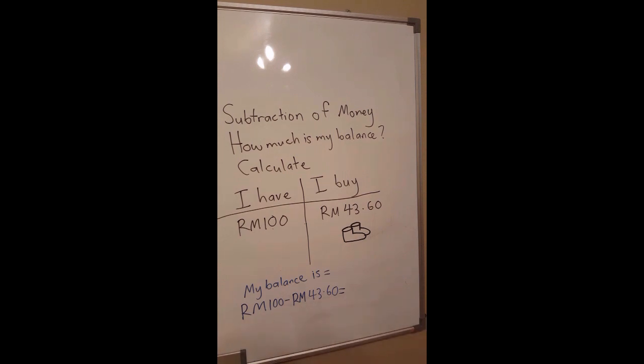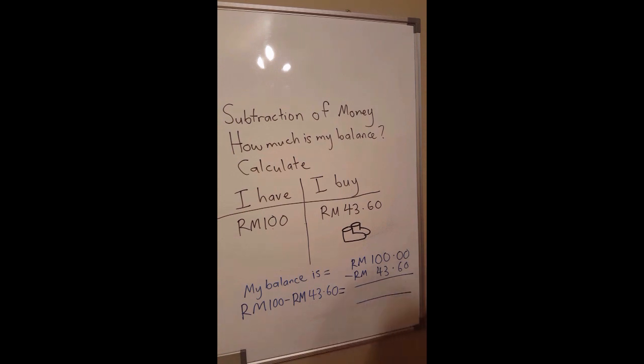So just like before, we have to first arrange it properly before we do the subtraction. So we have our 100 ringgit. Don't forget to put 00 at the back. Minus 43 ringgit and 60 cent.